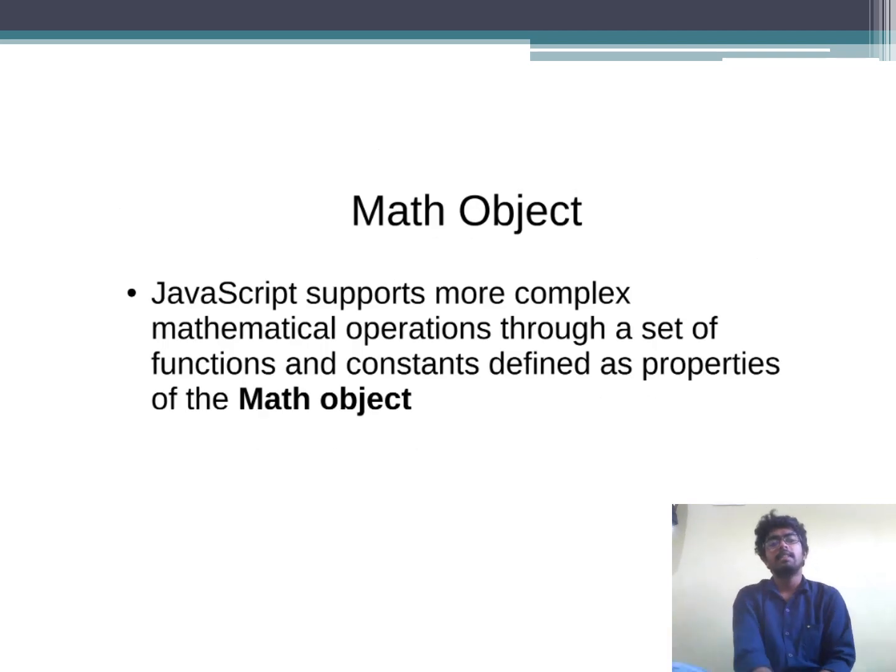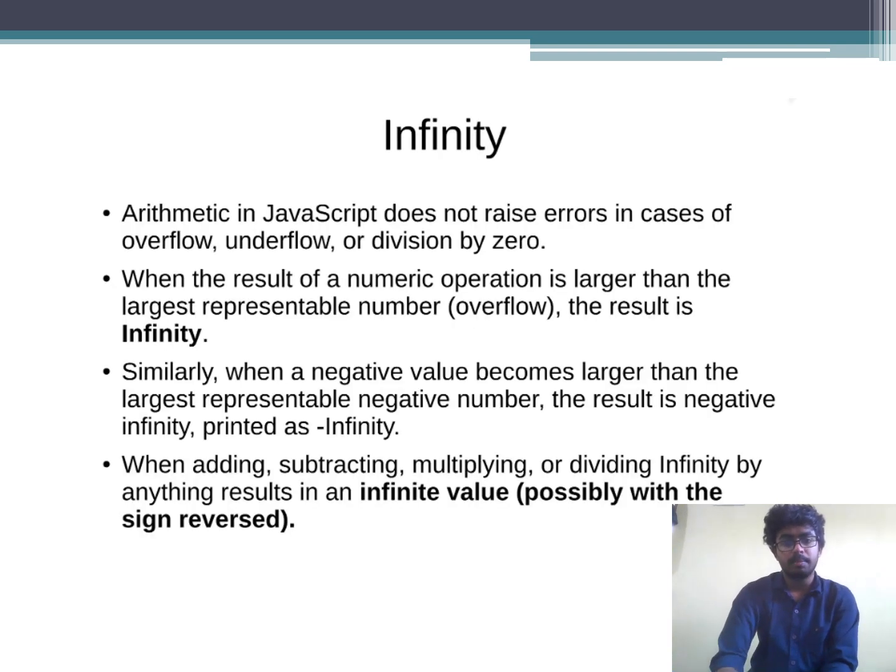Math object. JavaScript supports more complex mathematical operations through a set of functions and constants defined as properties of the Math object. Infinity. Arithmetic in JavaScript does not raise errors in cases of overflow, underflow, or division by zero. When the result of a numerical operation is larger than the largest representable number, the result is infinity.